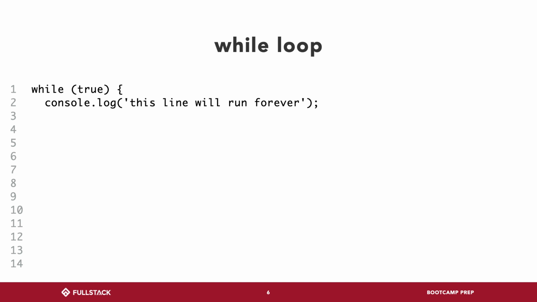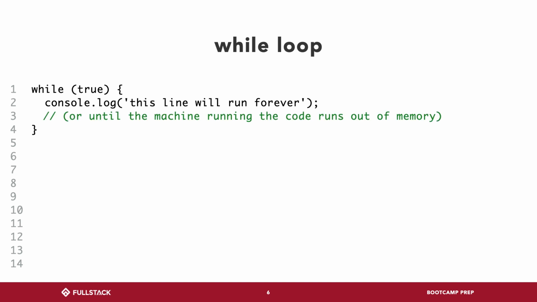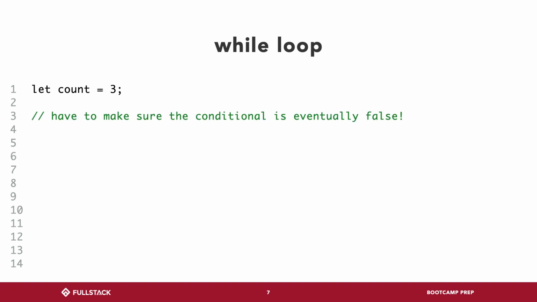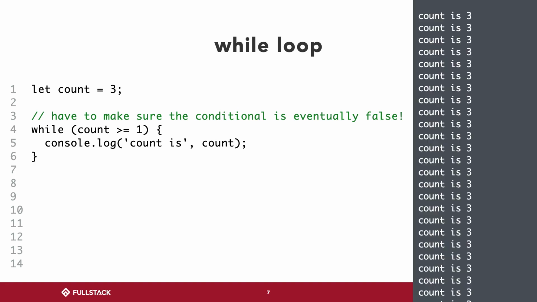So, while true, console log "this line will run forever," or until the machine running the code runs out of memory. And that is exactly what happens. If we don't tell the while loop to stop, it will never, ever stop. These are called infinite loops. So you have to make sure that the conditional is eventually false, because you will get an infinite loop. We are not decrementing count ever. So you can see that it runs forever.